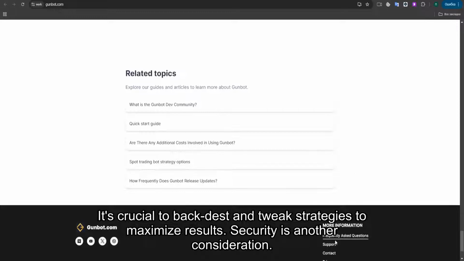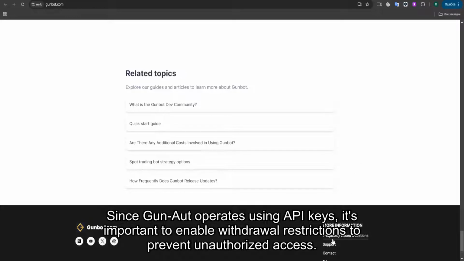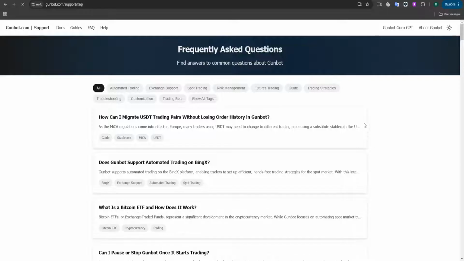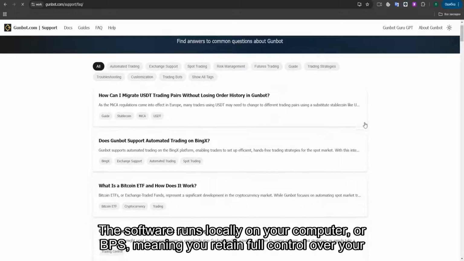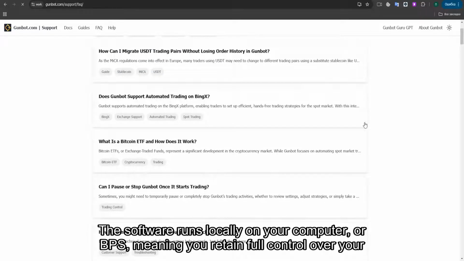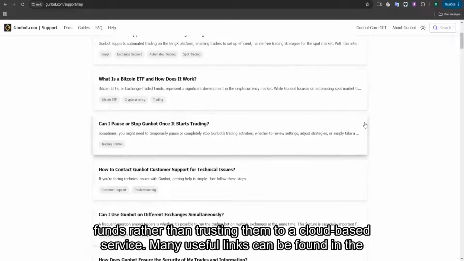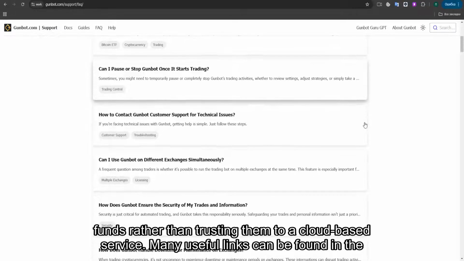Security is another consideration. Since Gunbot operates using API keys, it's important to enable withdrawal restrictions to prevent unauthorized access. The software runs locally on your computer, or VPS, meaning you retain full control over your funds rather than trusting them to a cloud-based service.